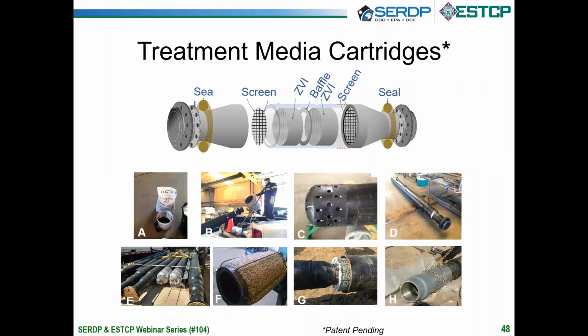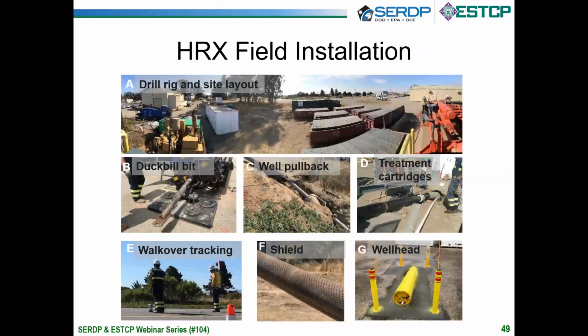Photographs F and G were some cages filled with expandable clay bentonite that served as seals to make sure we didn't have short circuiting between the outer cartridge wall and the inner casing of the well. And then photograph H is basically a female coupler that allows, with a male end adapter on the end of a drill string, to push and pull the cartridge inside the HRX well.